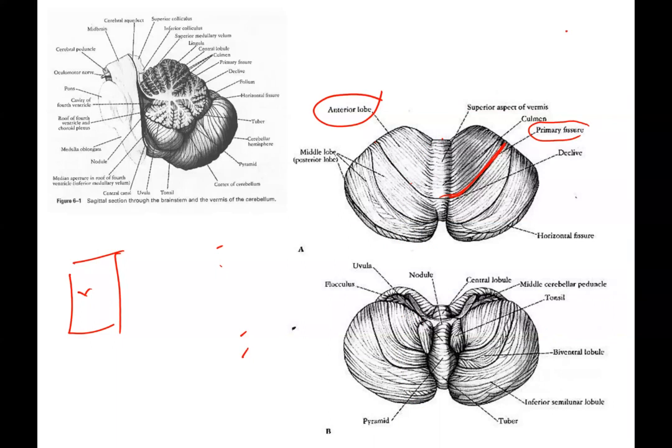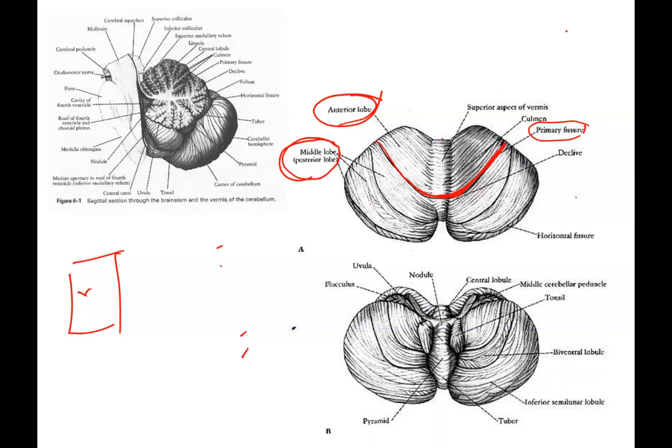Now the primary fissure actually divides the cerebellum into its anterior and middle lobes. There is no posterior lobe separately. Middle lobe is also the posterior lobe. So it's either anterior lobe and posterior lobe or anterior lobe and middle lobe. There is no third lobe when it comes to anterior posterior lobe. There's a third lobe in a different sense. So this is the anterior lobe separated from the middle lobe by the primary fissure.